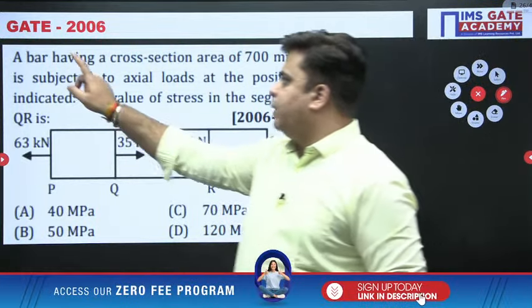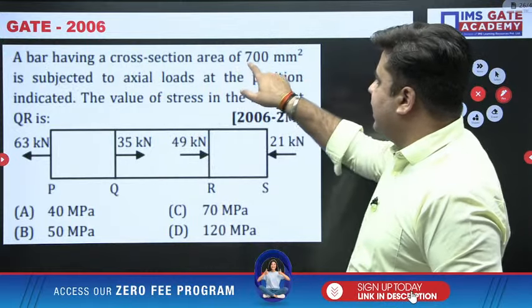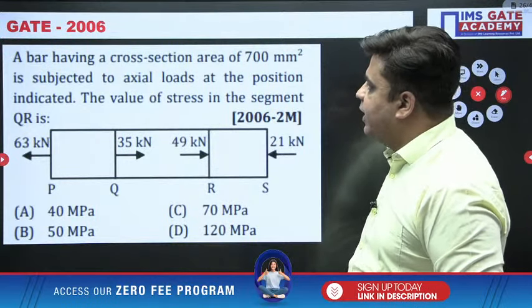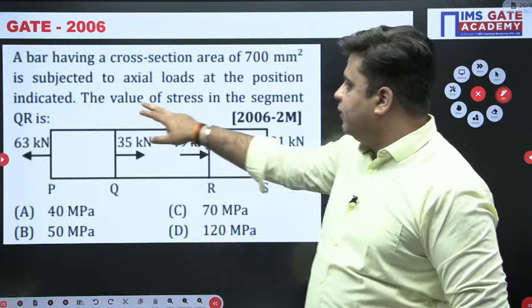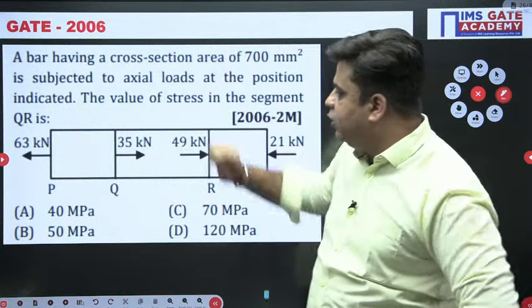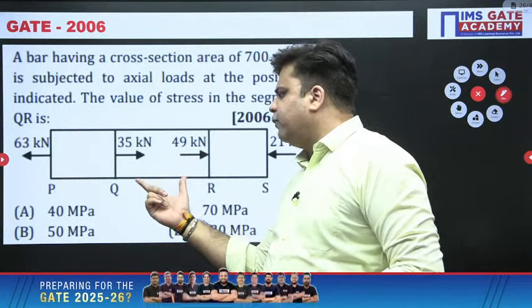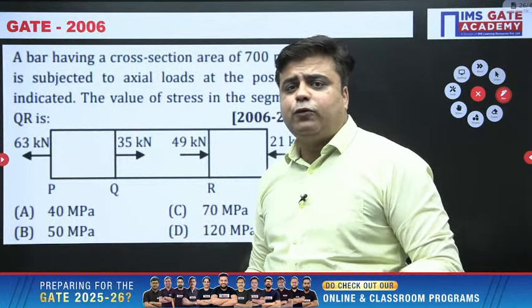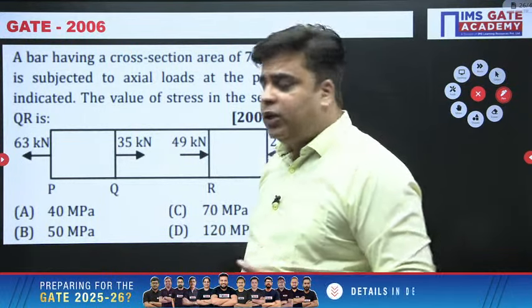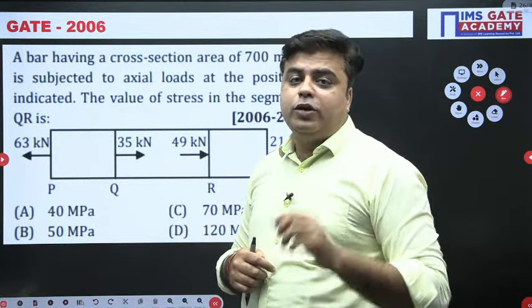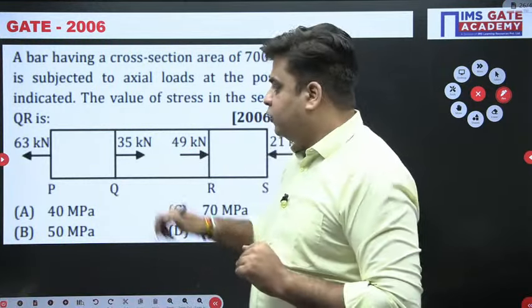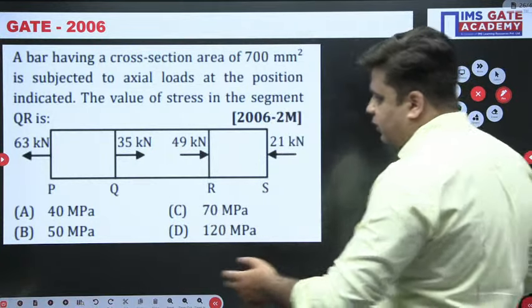The question says that the bar having a cross-sectional area of 700 mm square is subjected to axial loads at the positions indicated. The value of stress in the segment QR is. So you need to simply find out the value of stress. Now sir, for calculating the value of stress, you should know the value of load. And for knowing the value of load, you should draw the free body diagram. So first, let me draw the free body diagram for all the segments.